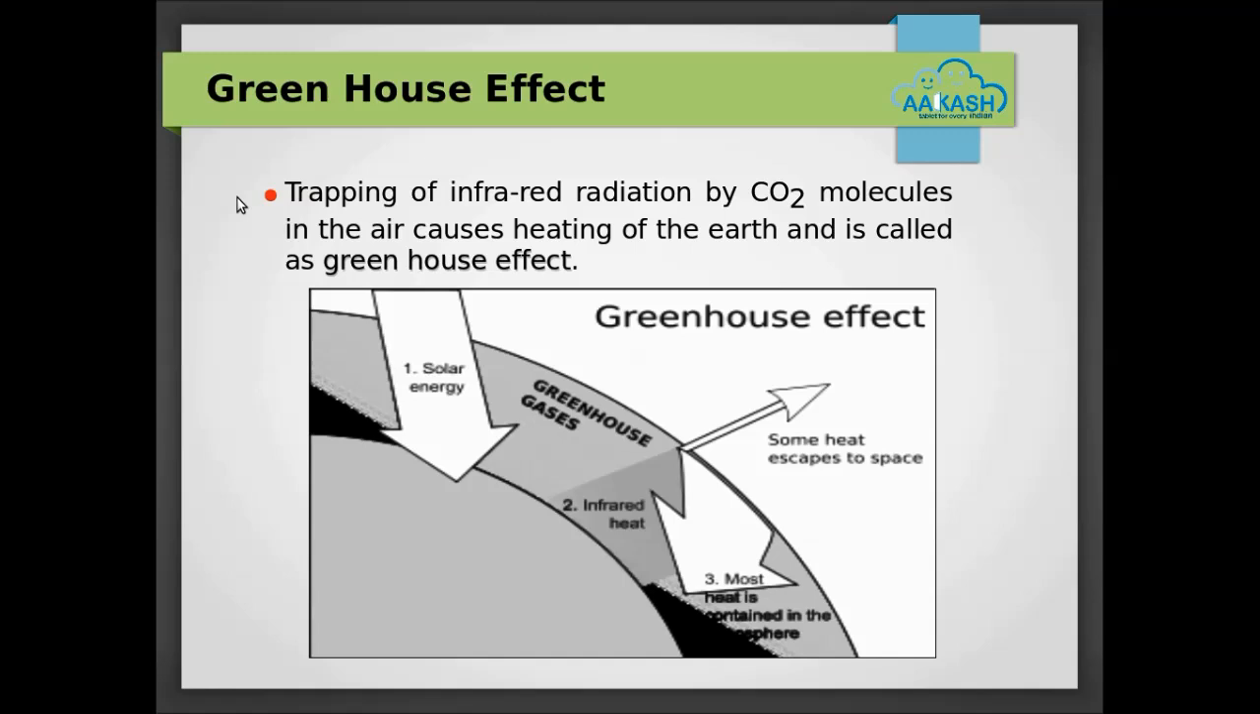The greenhouse effect. Earth is covered by a blanket of air that contains many gases. Certain gases like carbon dioxide present in the atmosphere keep our planet warm by trapping infrared radiation from the sun. These gases are called greenhouse gases. The process of keeping the earth warm is called the greenhouse effect. Carbon dioxide, water vapor, methane, nitrous oxide, and ozone are the chief greenhouse gases. The diagram shows the process of greenhouse effect.